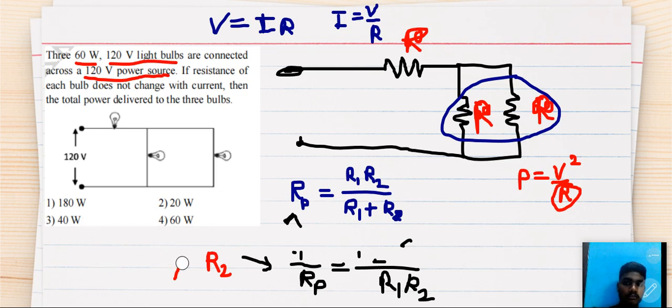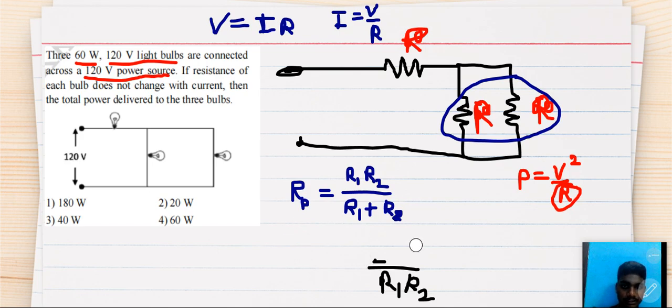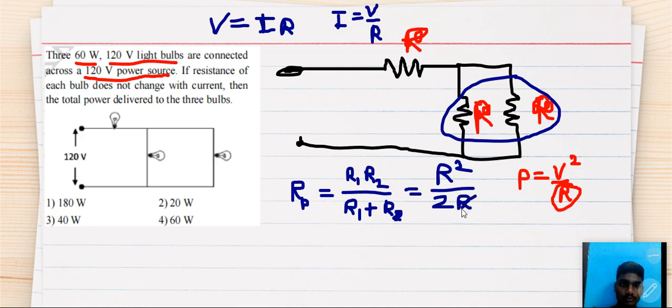Now we have to find the resultant resistance for this blue color part, which I drew in blue. So I am going to find this resistance. R1 and R2 are going to be the same, so R square by 2R, so R by 2. So both of these terms give the R by 2 value.